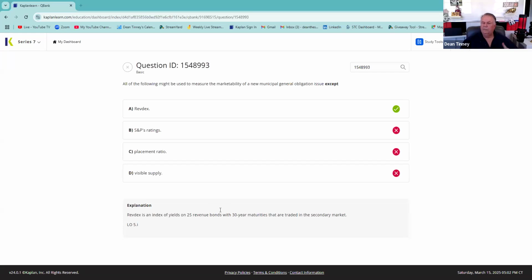The visible supply is brand new municipal bonds coming to the market in the next 30 days. The visible supply. And if we see the visible supply rising, that means, wow, we think there's going to be more bonds. Prices are going to be lower because there's more of them. If the visible supply is contracting, right? How many of these things exist?